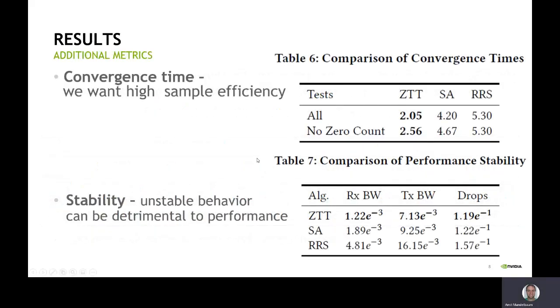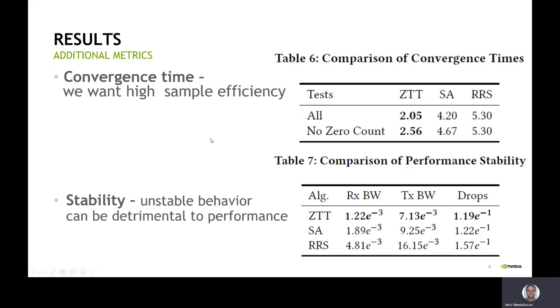We also test two more important metrics, the convergence time and the stability. For convergence time, we want to see how many individuals each algorithm needs to check before it reaches a performance which is better than the one of the static parameters. And what we can clearly see here is that the ZTT is able to reach better performance much faster than simulated annealing and RRS. And this is a very important metric since the traffic patterns may change very fast, and an algorithm that is not able to respond fast enough will not be able to improve the performance of the networking device.